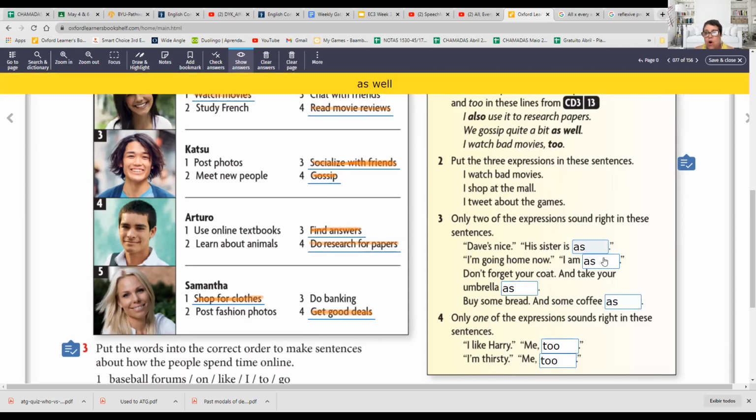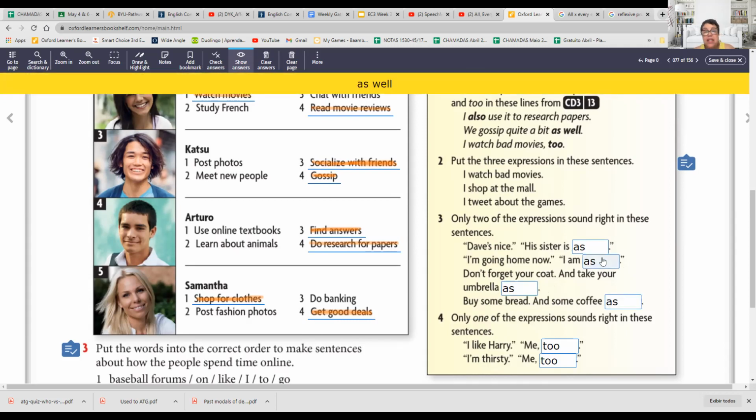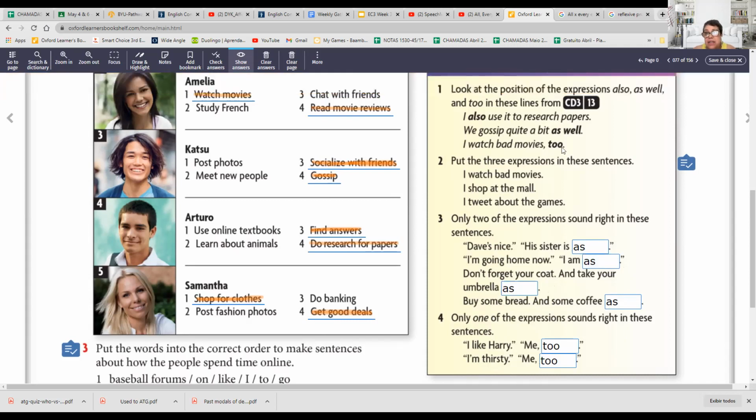All right, people. Just because all the spaces here, all the gaps, they are at the end of the sentence. And we know that in the end, we can only use as well or to, okay? Now, only one of the expressions here sounds right in these sentences.